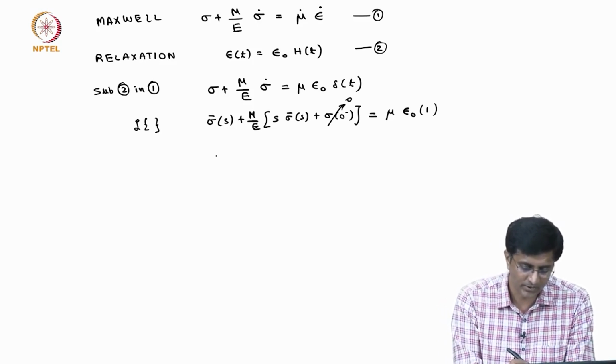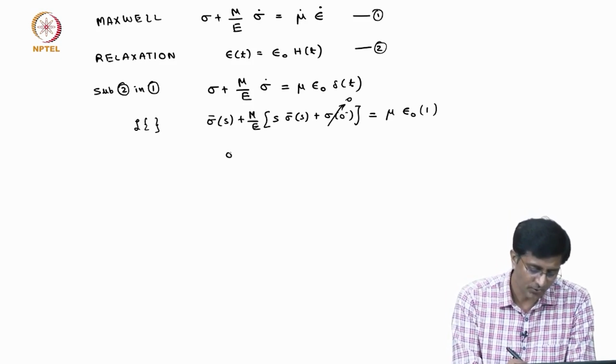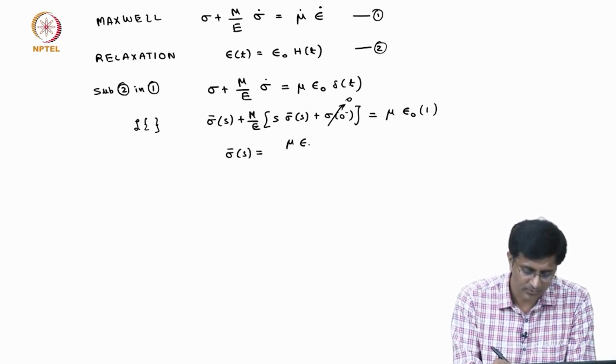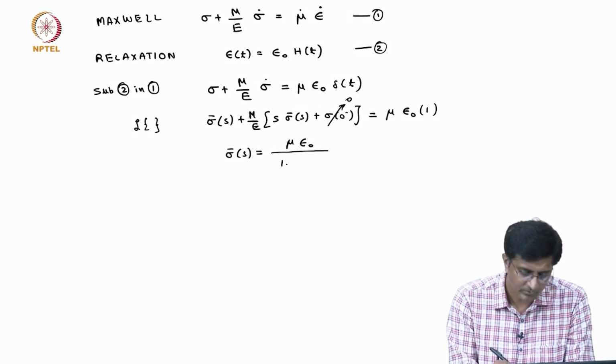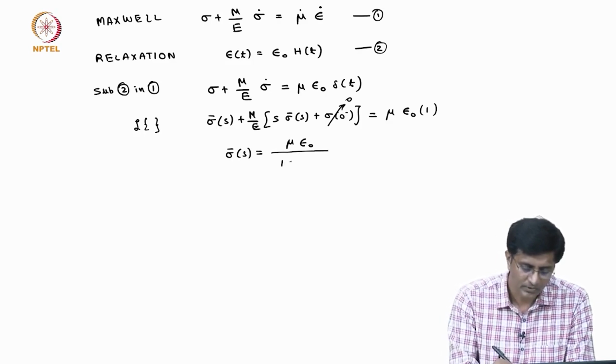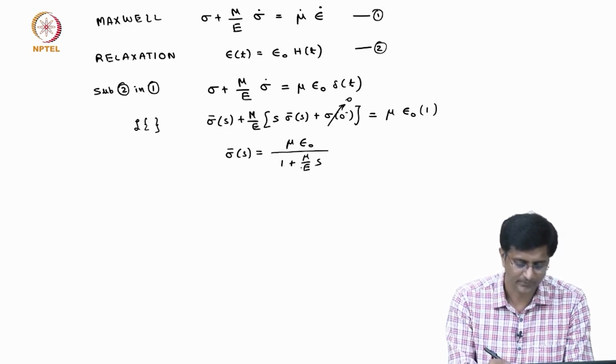So, let us simplify this. Since now we need the response in terms of the stresses, we will put that in the left hand side and move all other terms to the right. So, this should give us mu epsilon naught divided by 1 plus mu by E times s.